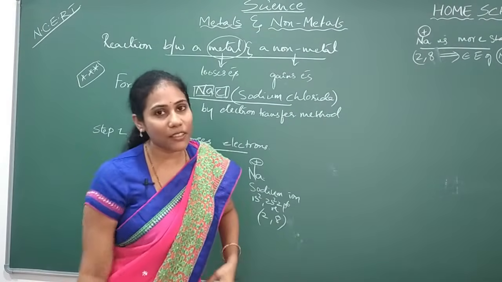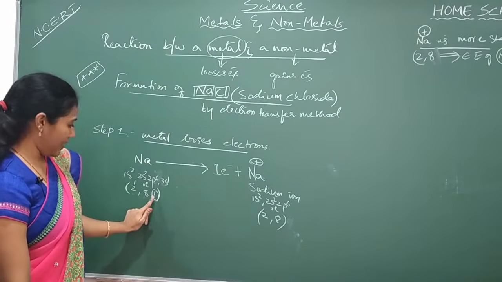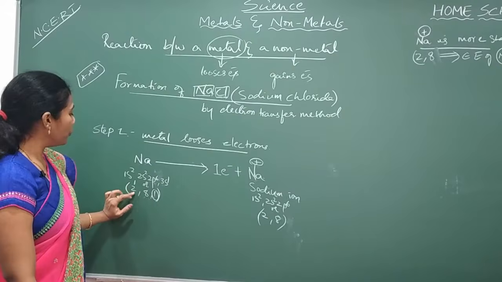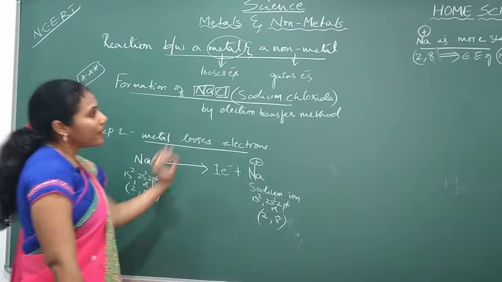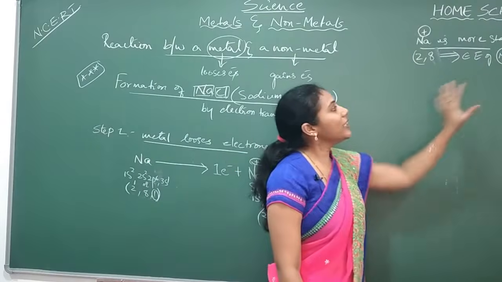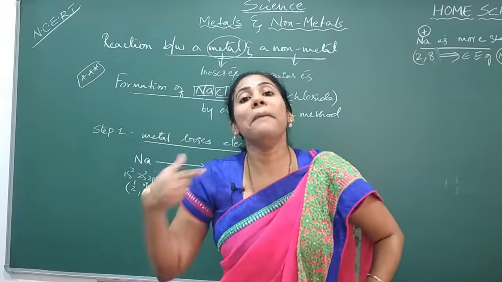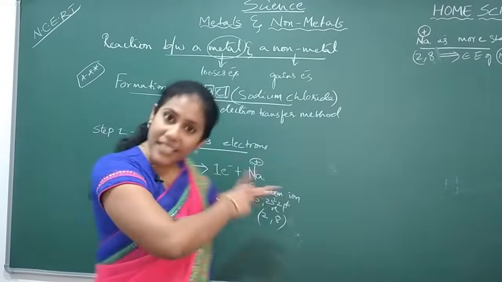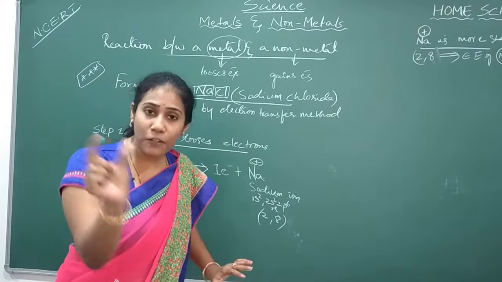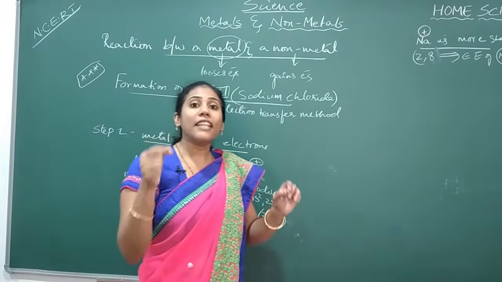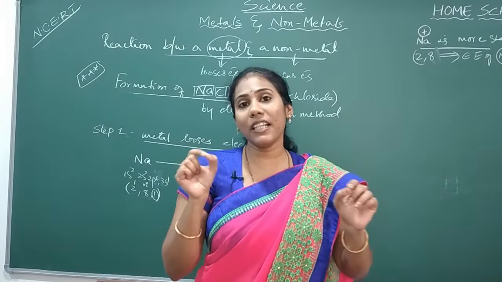By losing one electron. Yes or no? If one electron is lost, 2, 8 will be the electronic configuration. Then it becomes exactly similar to neon. Then it is said that sodium has now become happy. Previously sodium is not happy, but by losing one of its electrons, it is achieving stability. It is going into a happier condition.